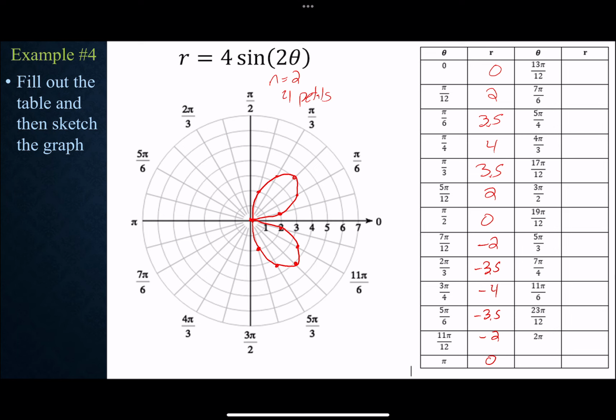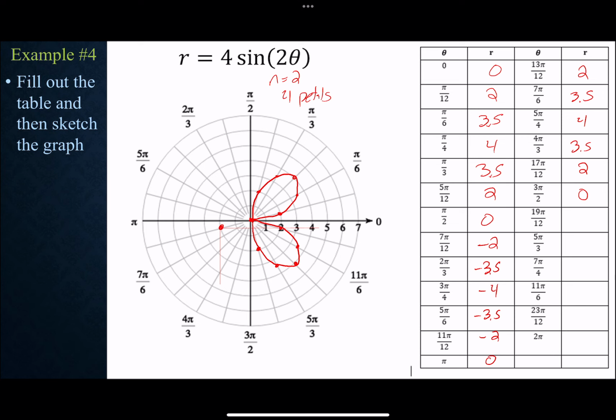Then the 13 pi over 12 region. So you can see now we're going back to the positive stuff. So that's 2, 3.5, 4, 3.5, 2, back to 0. And again, if your calculator is showing you like E with a negative like 7 kind of thing, that's 0. Just so that, because sometimes the calculator gets a little weird with that stuff. That's going to be important with the last graph. We'll get into that. So pi is back at 0. And then 13 pi over 12 is 2.